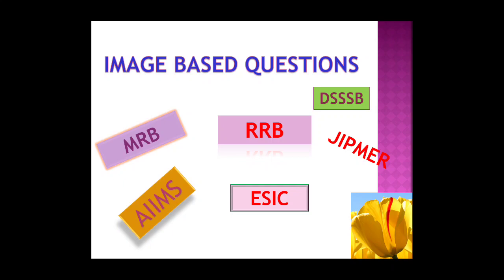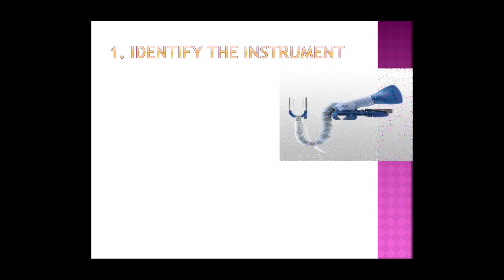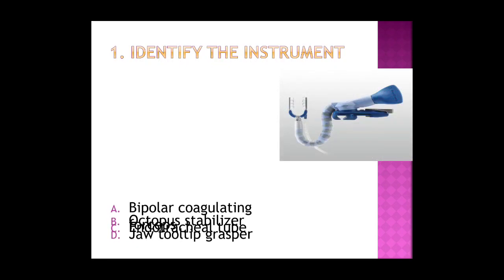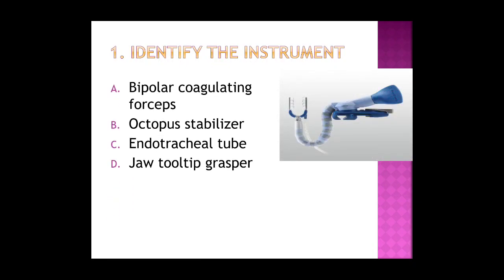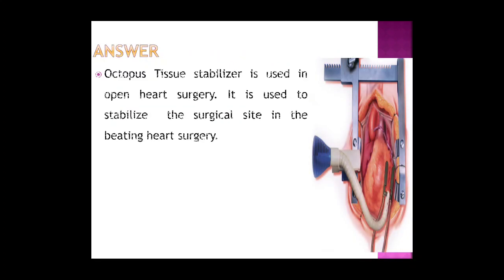So let us start. First question, identify the instrument. Options: bipolar coagulating forceps, octopus stabilizer, endotracheal tube, jaw tooltip grasper. Answer is octopus tissue stabilizer. It is used in open heart surgery.